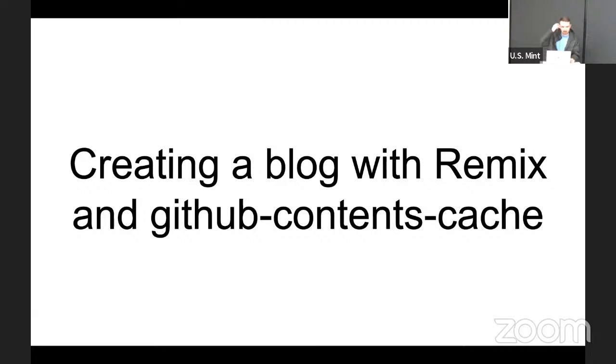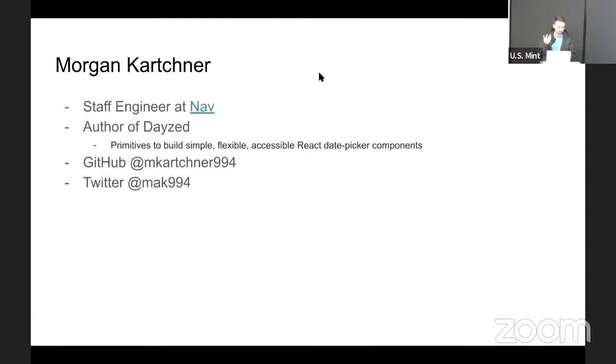All right. I'm going to be talking about creating a blog with Remix and GitHub Contents Cache. But first, I'm Morgan Karchner. I work as a staff engineer at Nav. I'm an author of the Days library, which are primitives to build flexible, simple, accessible React date picker components. I found out when looking through who's using Days that Pluralsight uses it for some of their stuff, and Netflix uses it for some of theirs. So I thought that's kind of cool. You can find me on GitHub and Twitter there.